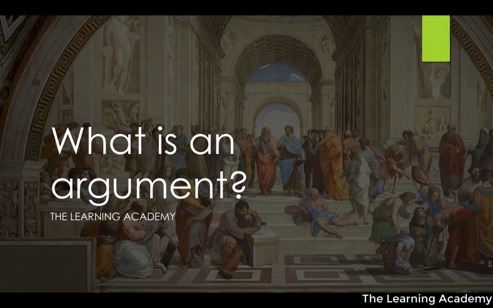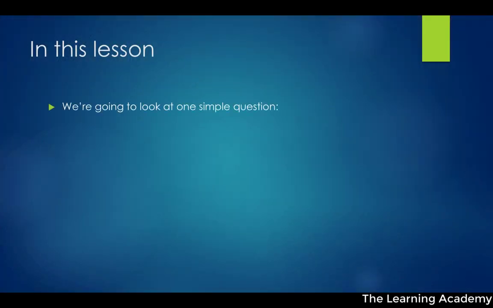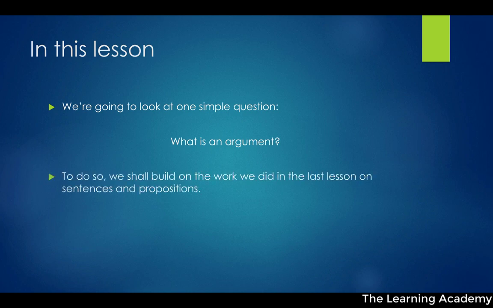So now we have looked at what it takes to build an argument, specifically sentences and propositions. We've looked at the difference between an indicative and a non-indicative proposition. We've looked at the difference between an ambiguous and an unambiguous sentence. What we're going to do is build an argument, and we're going to ask the question, what is an argument? And then towards the end of this video, we're going to actually see what arguments look like from a more precise philosophical perspective. So really, we're going to look at one simple question, and that is, what is an argument?